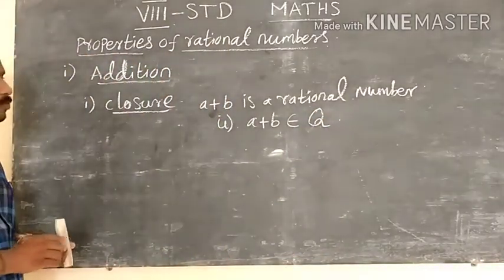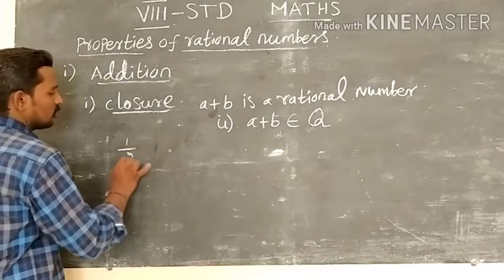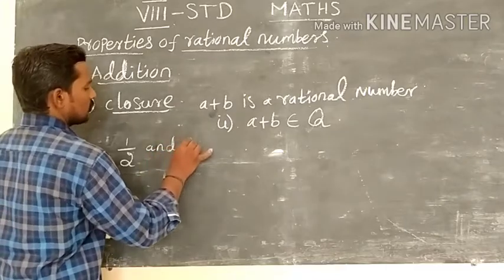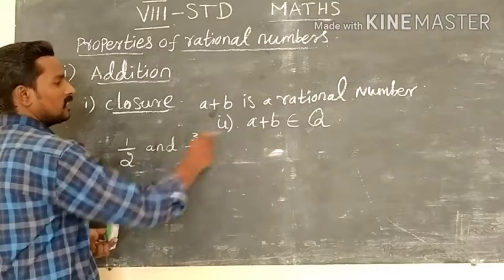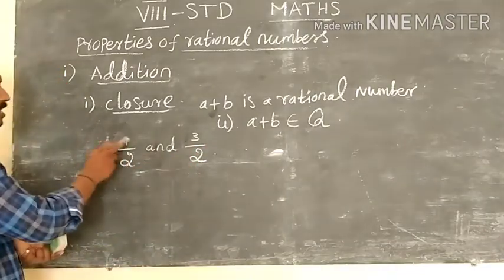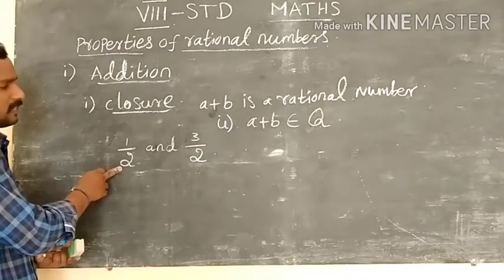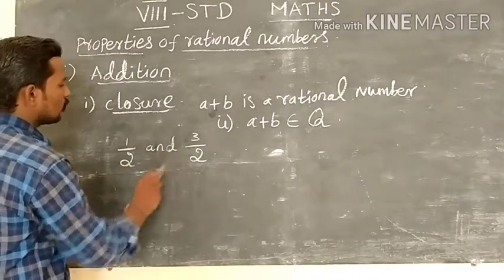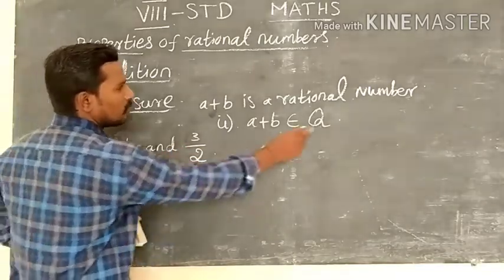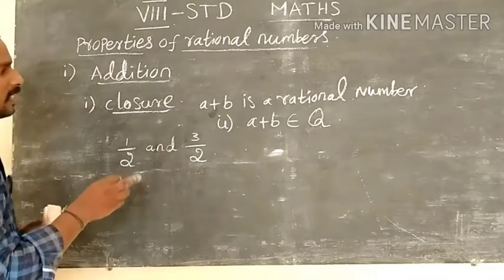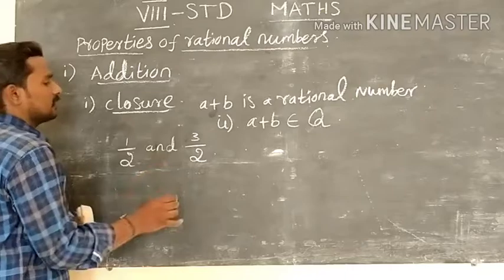For an example of closure property, I will select 1 by 2 and 3 by 2. The addition of these two is a rational number. A rational number is written in the form a by b where the denominator is not equal to 0. This is the rational number definition. So I select two numbers from the rational numbers, and the addition of the two values must be a rational number. The closure property is true under addition.